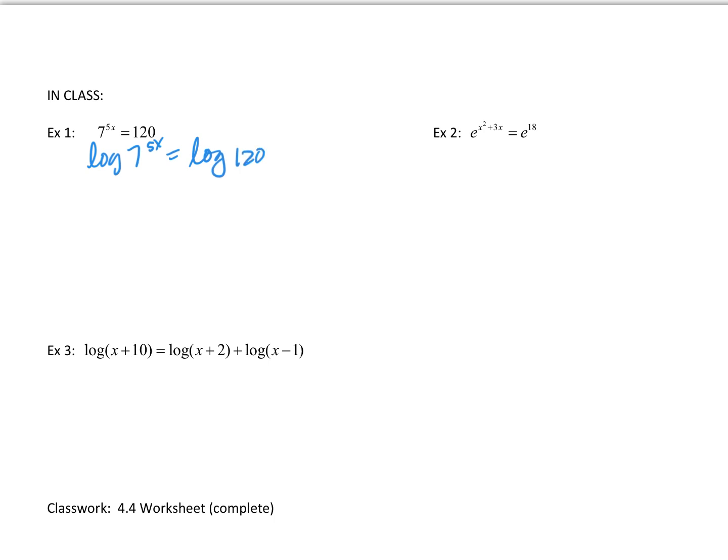Make sure you do it to both sides. If you leave one out, somebody will get their feelings hurt. Do it both sides. Okay? Then I'm going to incorporate my power rule and move it to the front. So I have 5x times the log of 7 equals the log of 120.